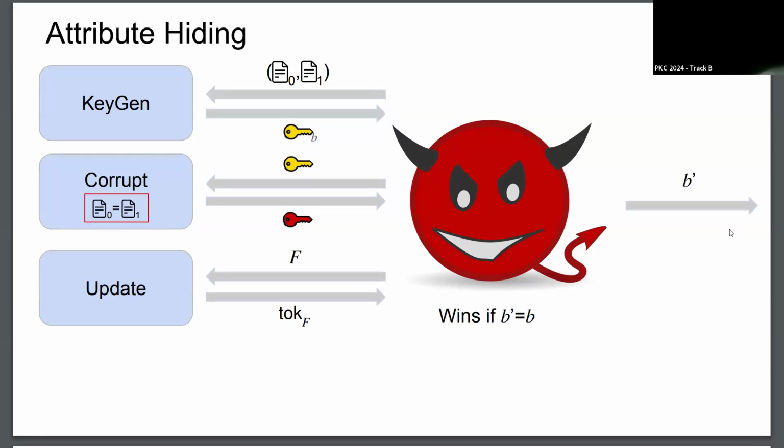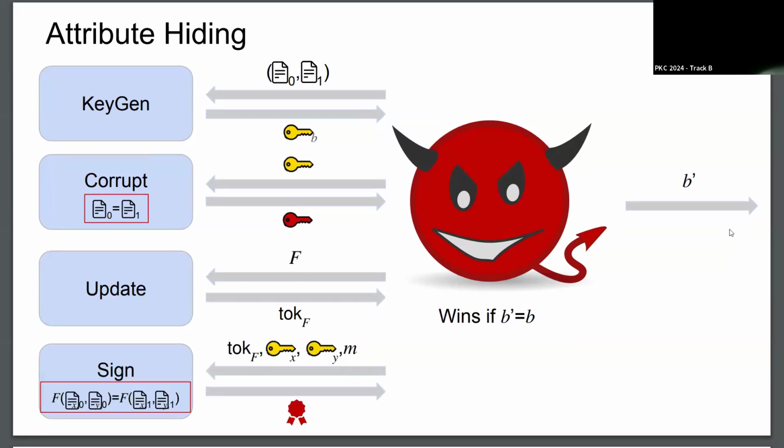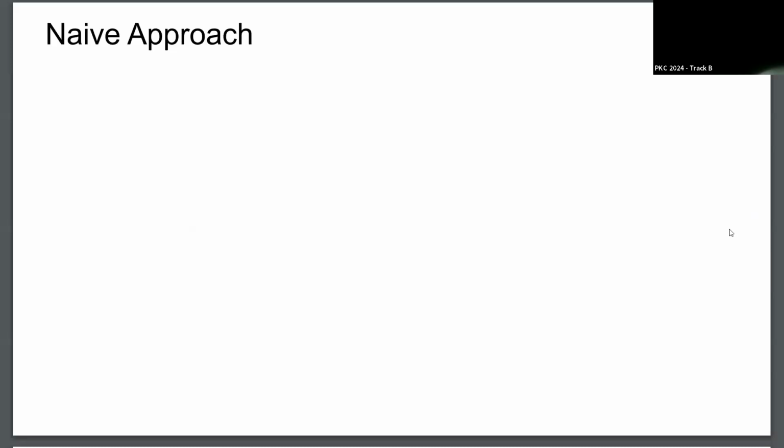It can again ask for updates. And it can also ask for signatures again, but here we need to have a similar condition. It can only ask for signatures for keys that behave the same under the policy evaluation over both of the challenges.